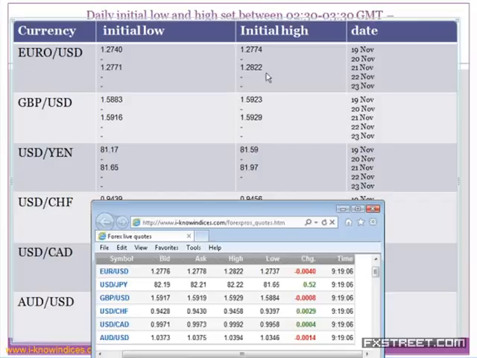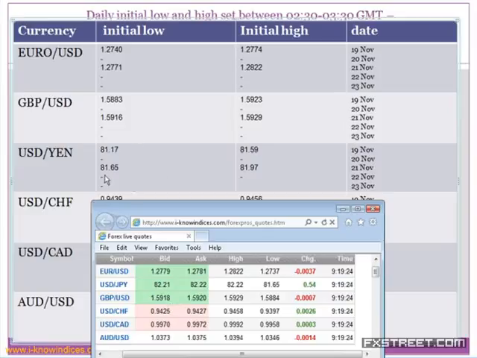In euro, for example, 1.2771 was the initial low and 1.2822 is the initial high. Even during the European session the high has not changed, whereas the previous low was different, and now it is above the initial low. And in the case of GBP, it is also above the initial low now.